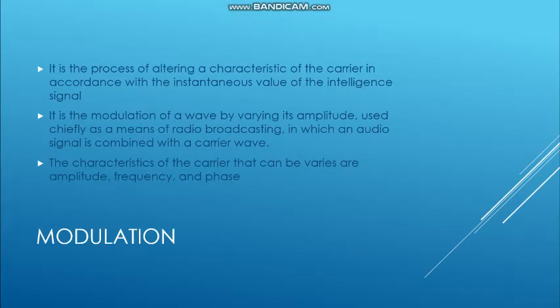So what is modulation? It is the process of altering a characteristic of the carrier in accordance with the instantaneous value of the intelligence signal. It is the modulation of a wave by varying its amplitude, used chiefly as a means of radio broadcasting, in which an audio signal is combined with a carrier wave. The characteristics of the carrier that can be varied are the amplitude, frequency, and phase.